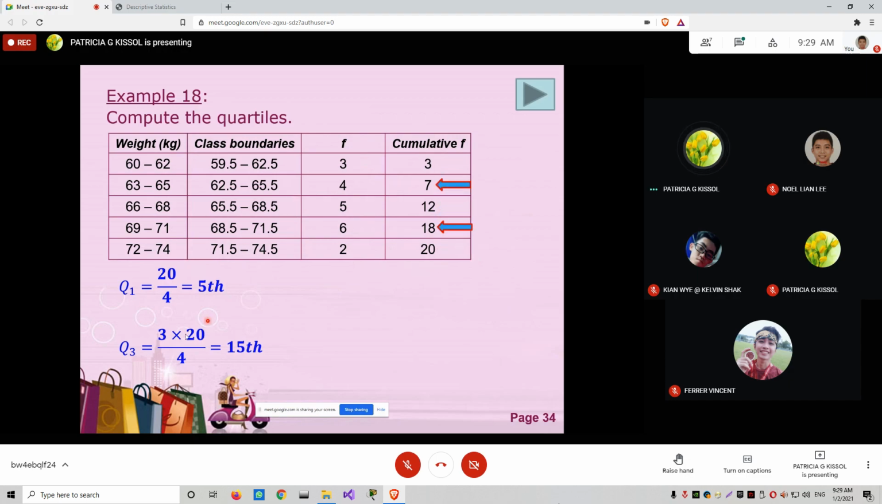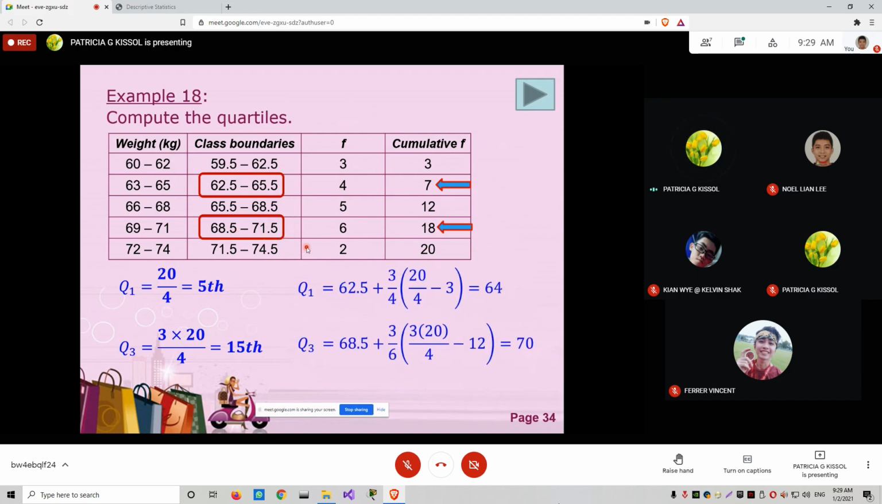65.5. And for the Q3 is 3 times 20 divided by 4, you get 15 position. Of course, the best value is the value 18, which is just nice because it's bigger than 12. So the value 18 is the best, and therefore it corresponds to 68.5 to 71.5. So these two are what we say our class boundaries.